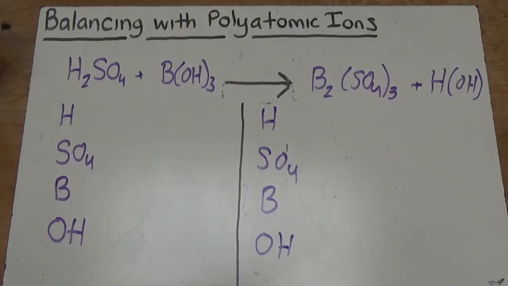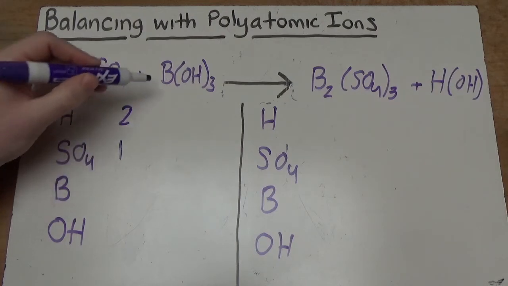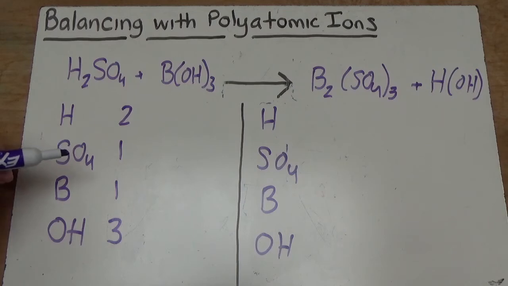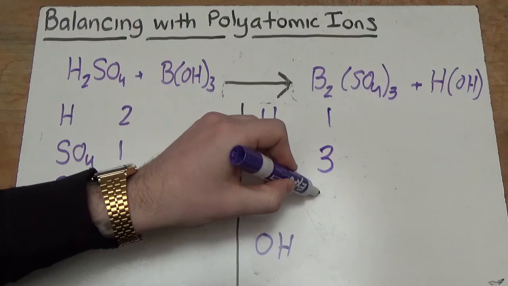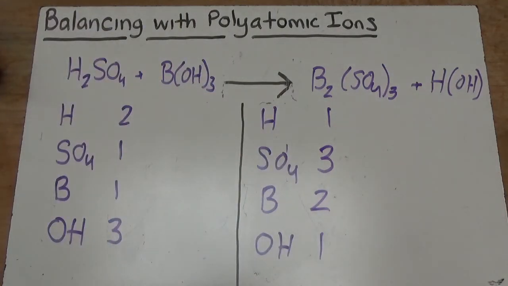Now we're going to write down our numbers, and we're going to try to balance. I have 2 H's on this side, 1 SO4, 1 B, 3 hydroxides. 1 H, 3 sulfates, 2 borons, 1 hydroxide. Take a moment to try to solve this problem on your own.